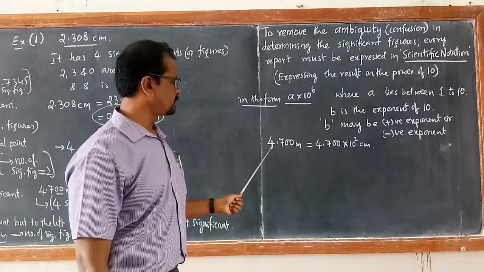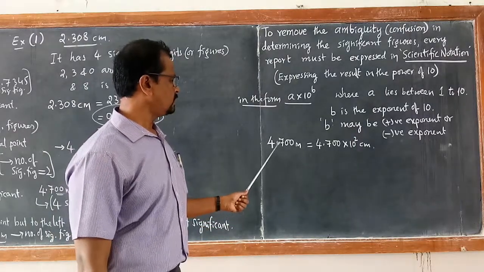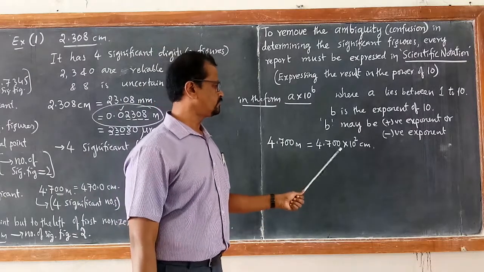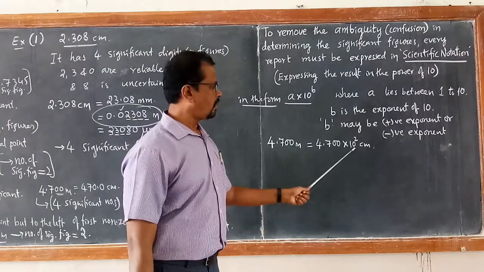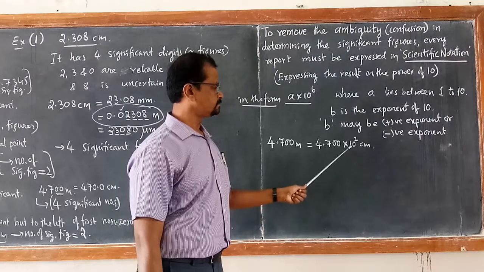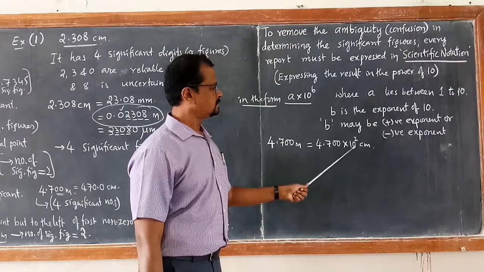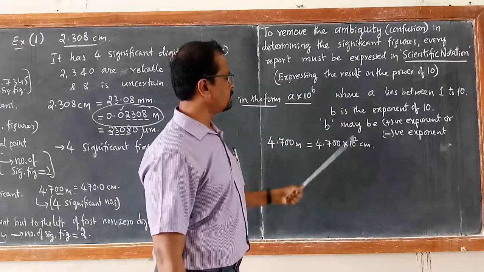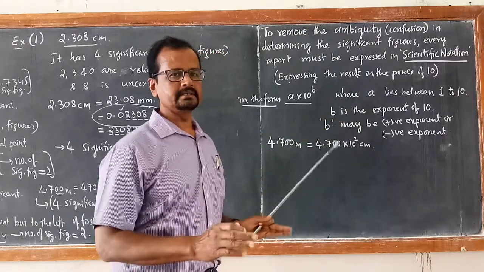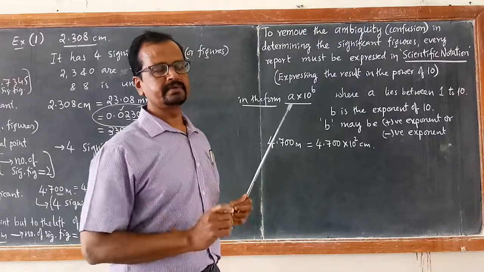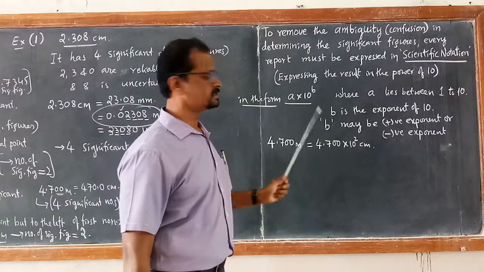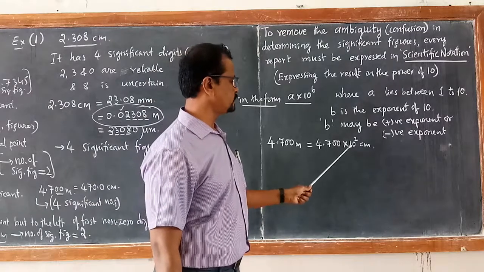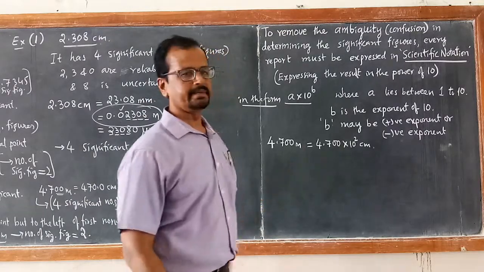Here the total number of significant figures are 1, 2, 3, 4. The order of this power, this exponential form, that is 10 to the power of n, is irrelevant in determining the significant figures. It has nothing to do with significant figures. So 4.700 into 10 to the power of 2 centimeter.